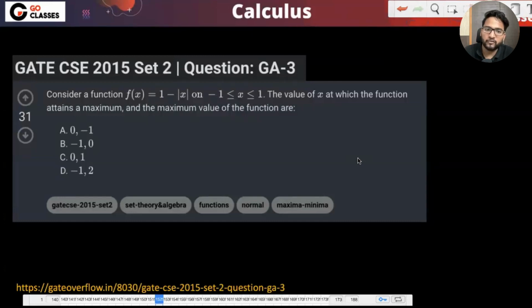We will talk about the point of inflection later. I have the slide on the point of inflection, and at that point of time you can ask this question.